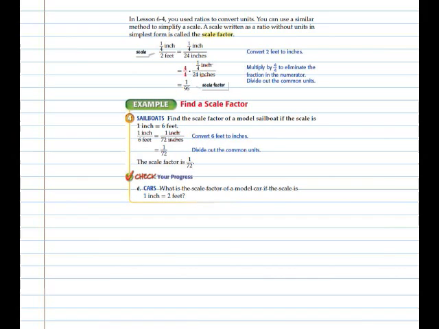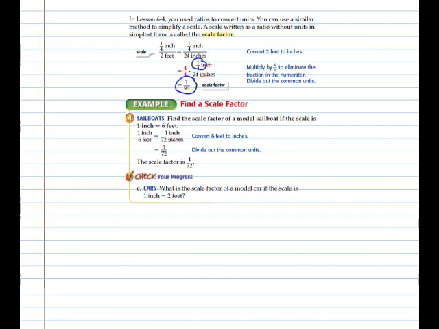In Lesson 6-4, you used ratios to convert units. You can use a similar method to simplify a scale. A scale written as a ratio without units in simplest form is called a scale factor. In this example, it's 1/4 inch to 2 feet. What we do here is we simply change this 2 feet to 24 inches. We divide out our common units. We multiply the numerator and denominator by 4 here because we don't want a fraction in our scale factor, and our result then is 1/96.